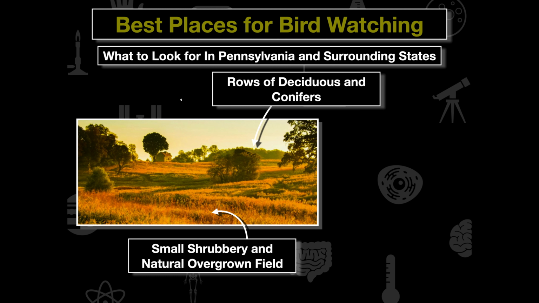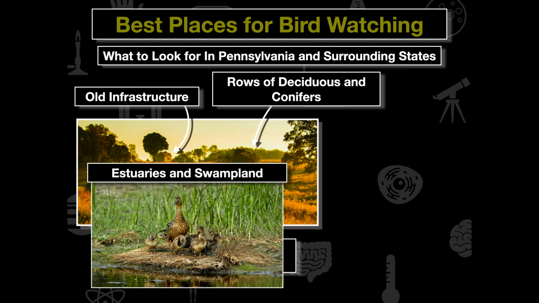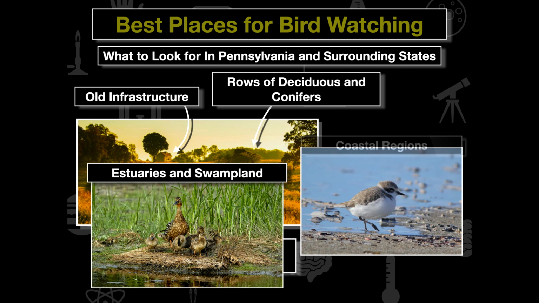And depending upon what birds we're looking for, we might want to look for old infrastructure that these birds are going to go through and hide in. Now, in the surrounding areas, we might want to look in estuaries and swamplands. We're going to be able to see some of these estuaries and swamplands in New Jersey and Delaware. And if we work our way on the East Coast, we're going to see different types of birds at these coastal regions. So when we're going through and looking for these birds, we're going to want to look for these characteristics in the places that we see.